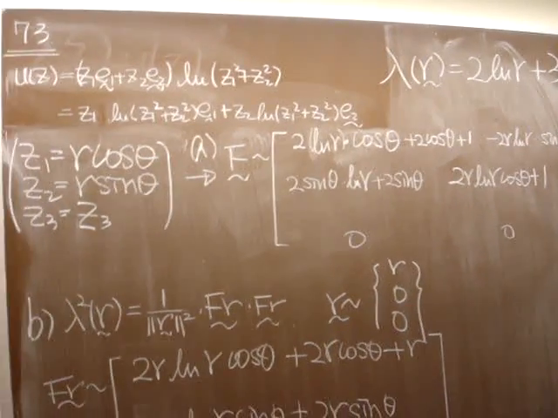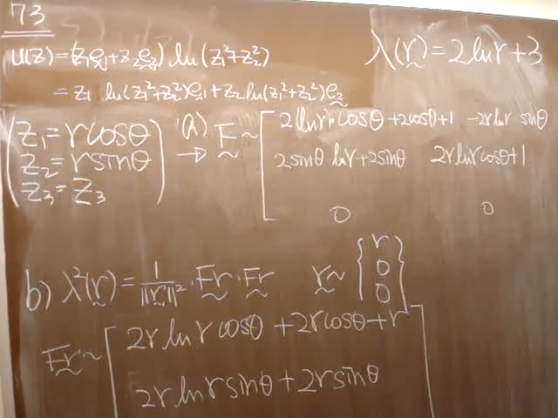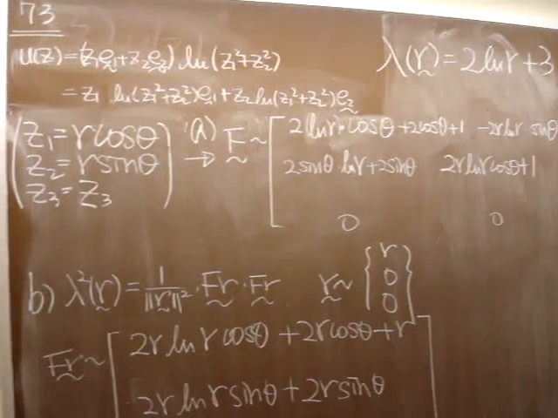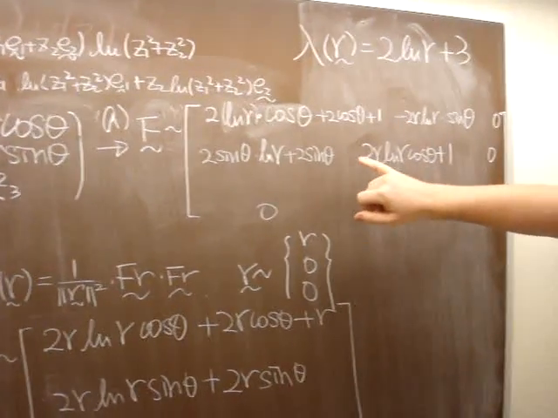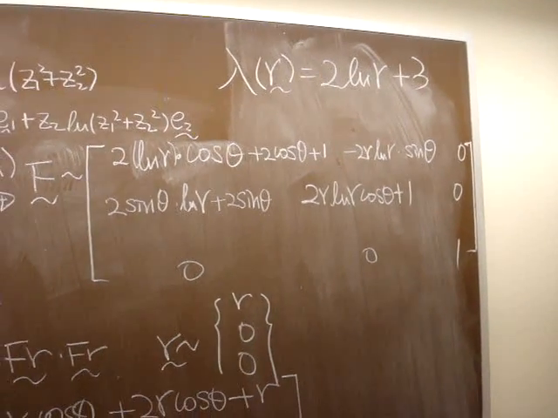Alright, now that we've solved it using Cartesian coordinates, we're going to also solve it using polar coordinates. Here's the change in the coordinate system. And so now once we apply that to F, we'll get this matrix. So that's part A.